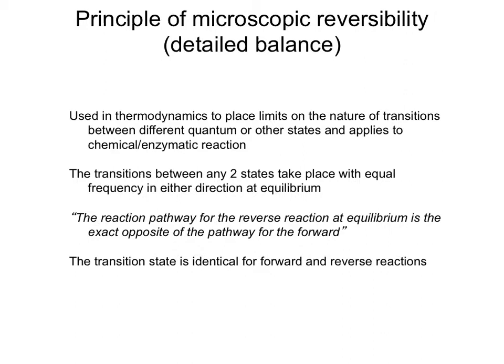The principle of macroscopic reversibility, or detailed balance, is used in thermodynamics to place limits on the nature of transitions between different quantum or other states, and applies to chemical or enzymatic reactions, as we're talking about in this lecture. Transitions between any two states take place with equal frequency in either direction. So essentially, the principle states that the reaction pathway for the reverse reaction at equilibrium is the exact opposite of the pathway for the forward. So the transition state is identical for both the forward and the reverse reactions.